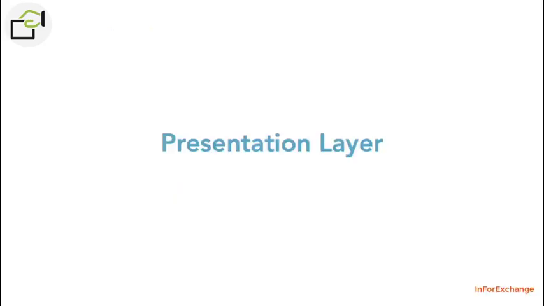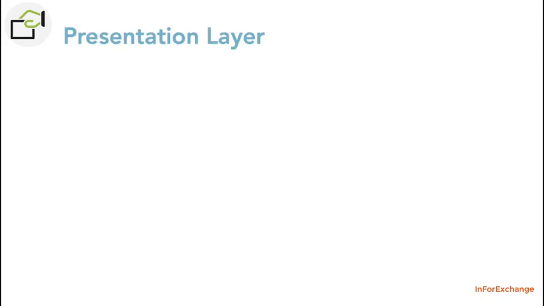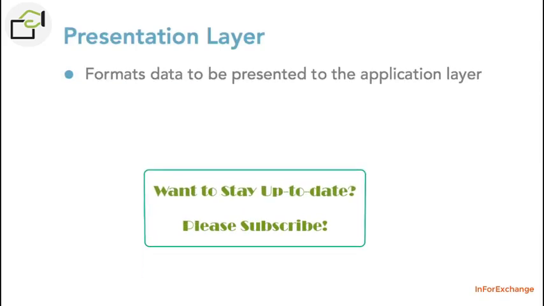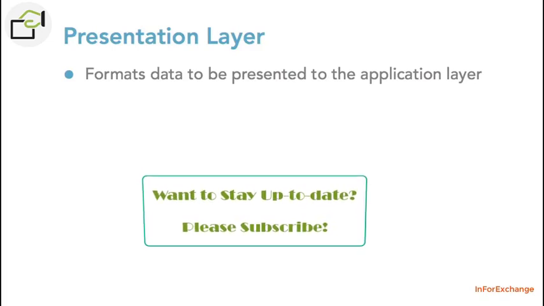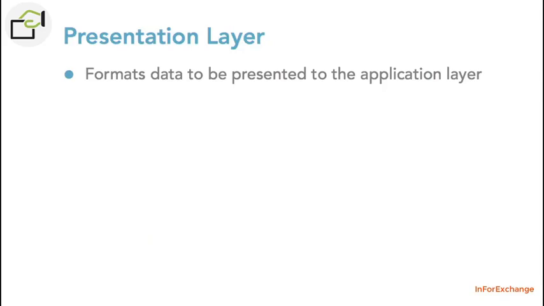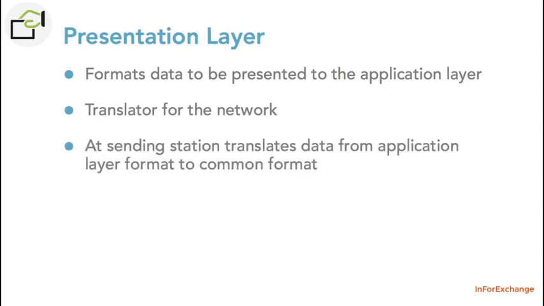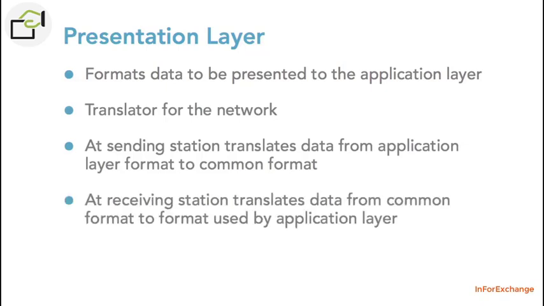The next layer of the OSI model we want to talk about is layer 6, or the presentation layer. The presentation layer is responsible for how the data is formatted to be presented to the application layer above it. Part of this formatting process is being able to act as a translator for the network. The way this works is the presentation layer on the sending station, for example, will take the data from the application layer and format it into a common format that is recognized by the network and can be sent across the network. Conversely, on the receiving station, the presentation layer will take the common format that is sent across the network and translate it into a format that is used by the application layer above.